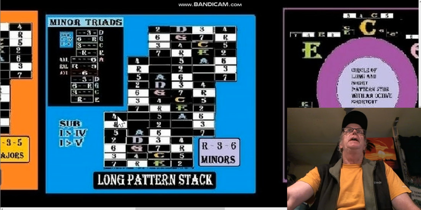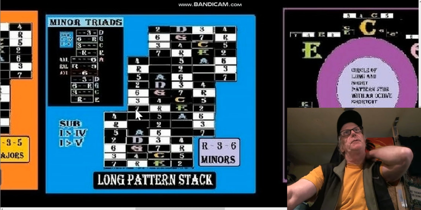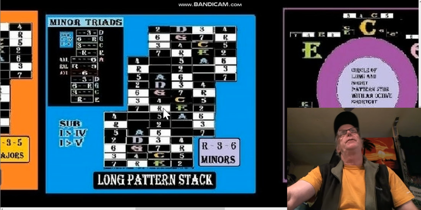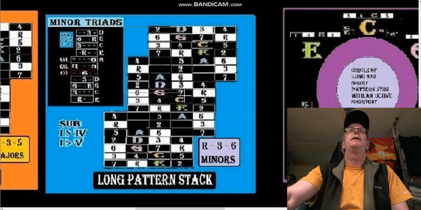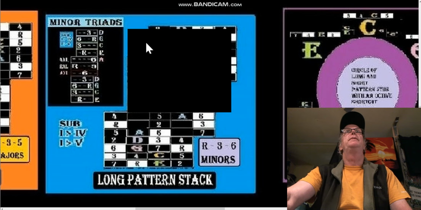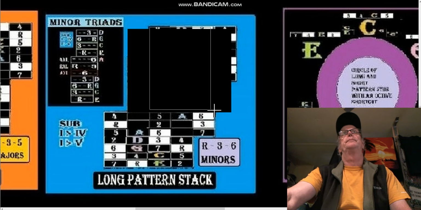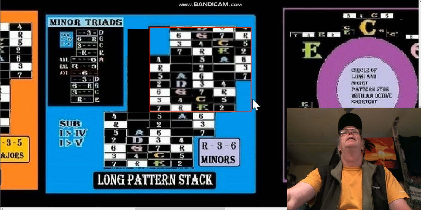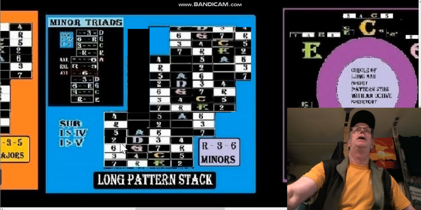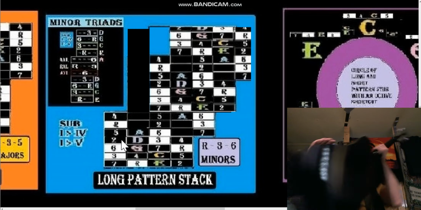So in other words, if we started on a 2 here and we went 2, 5, root, 4 there, we would have to bring the 7 over to where the R is. We'd have to bring this whole thing over like this. So if that was the case, we would have to do this. Okay, that's where it would end up. So if we started on 2, which is the long pattern for the D.